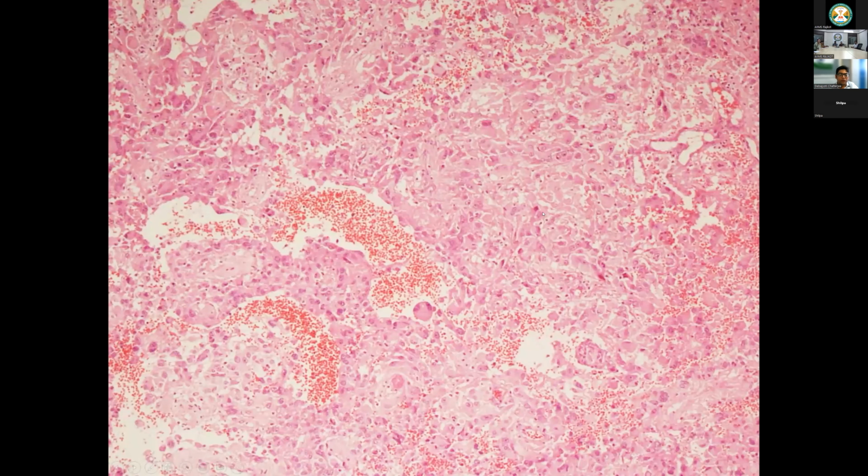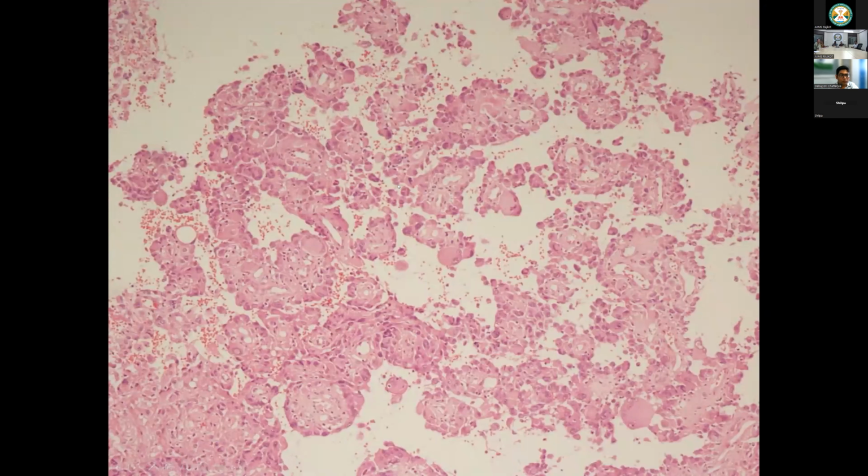So the histology here showed areas where you can see these tumor cells arranged in a diffuse pattern, and some where they were arranged in a trabecular pattern. In some areas, we can see a perivascular pattern of arrangement of these tumor cells, giving a papillary or a pseudopapillary pattern of arrangement.